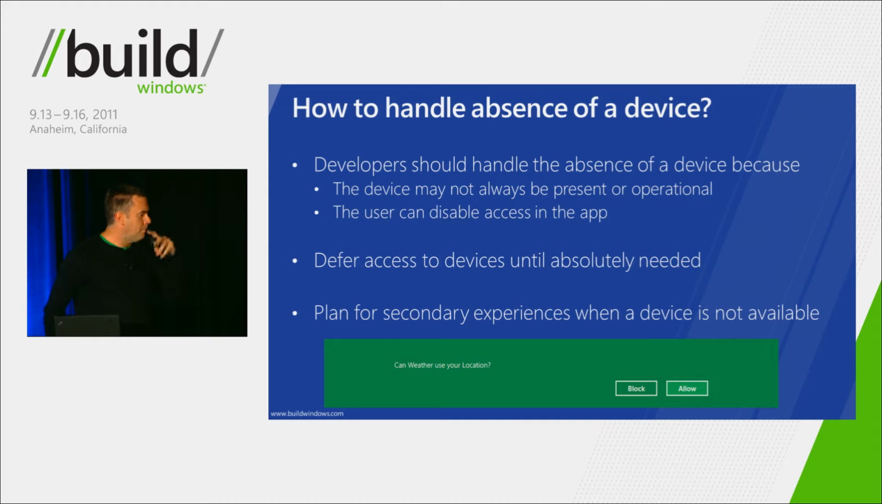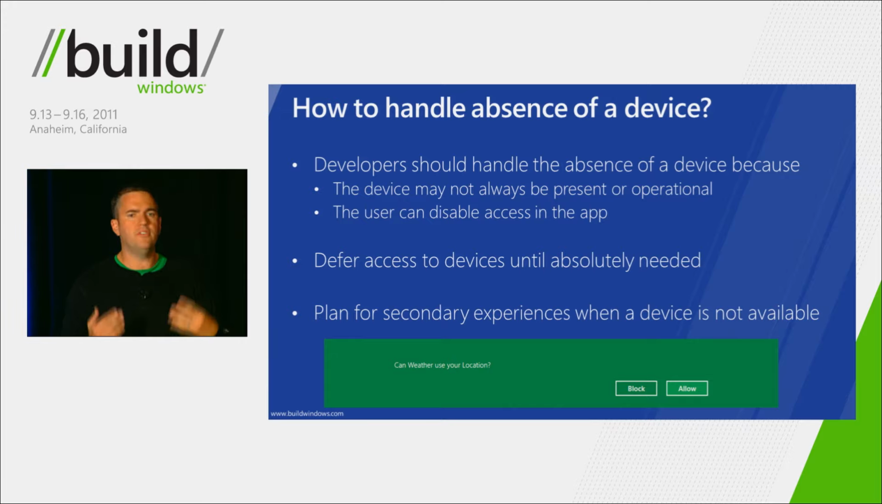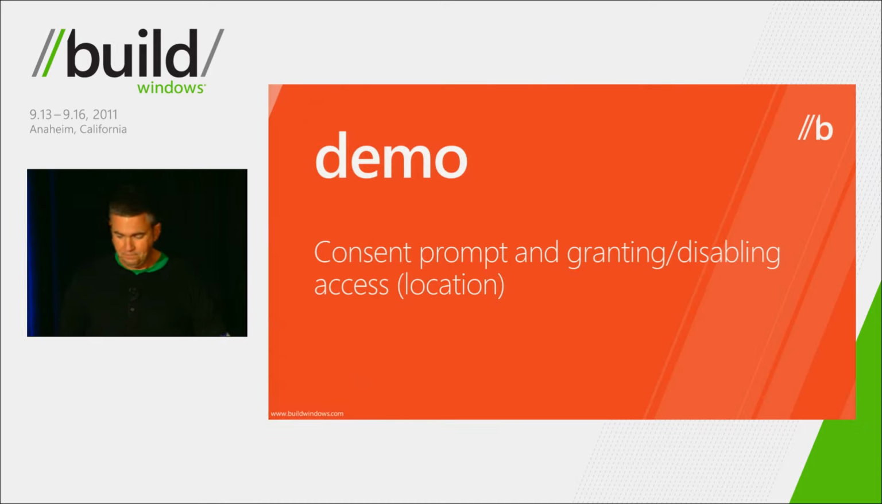The second principle is to plan for a secondary experience when the particular device isn't available. Now, a video chat app may well not have any utility if the user doesn't have a webcam, but most applications can make do without a device. You just have to think through what is the experience that you want to give the user. So for example, in that restaurant app, if you don't have access to a GPS, you can make use of the last known location of the user as a fallback for that experience.